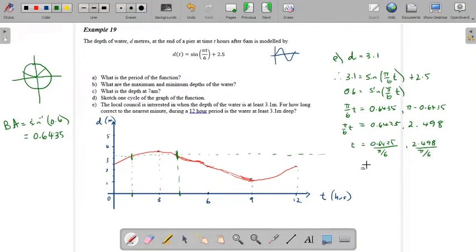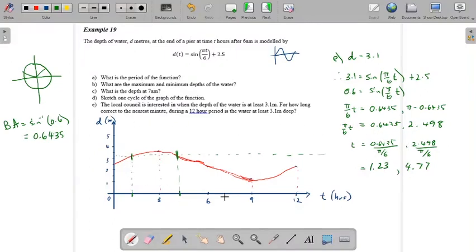And that, 0.6435 divided by pi over 6, that is 1.23. We'll just round to 2 decimal places. And this one, 2.498 divided by pi over 6 is 4.77 to 2 decimal places.